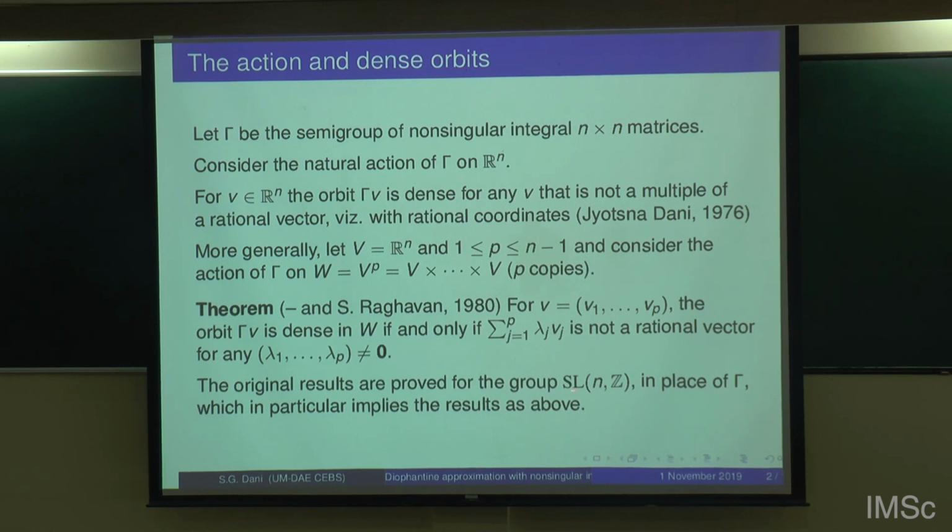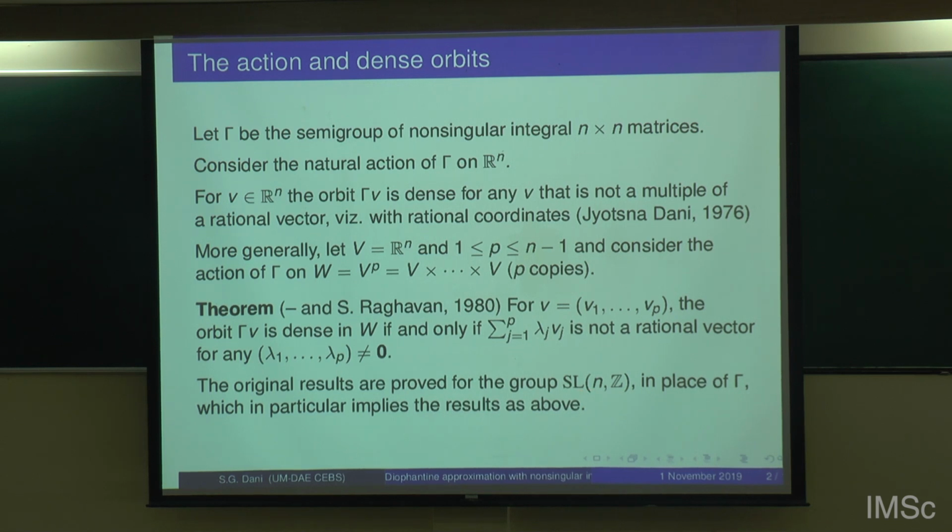Now actually I have done a bit of fudging. The original result is actually stated for SLNZ. So far there has been a practice of only looking at actions of groups. But it's obvious that if you know the corresponding statement for SLNZ, then it is true for gamma. First of all, gamma is a bigger object. So if for a vector v the SLNZ orbit is dense, then the gamma orbit is going to be dense after all.